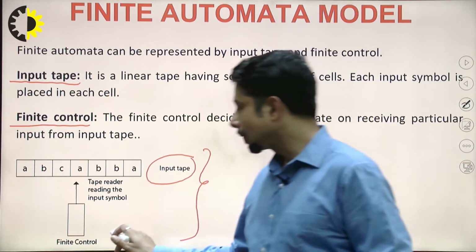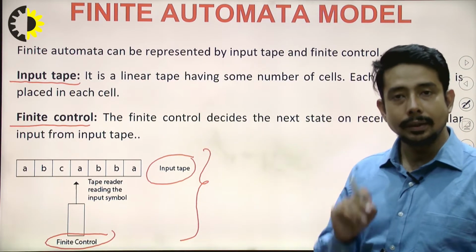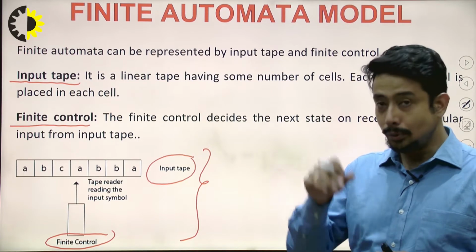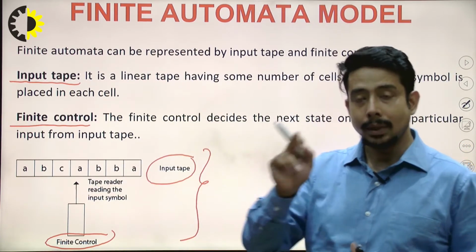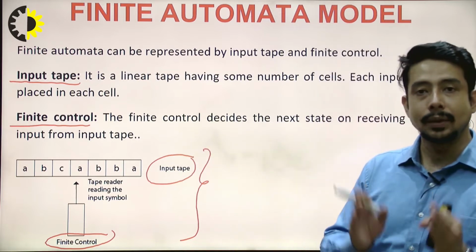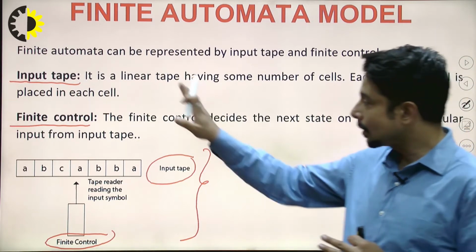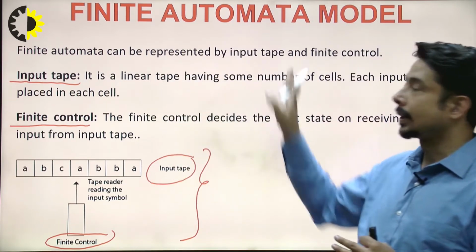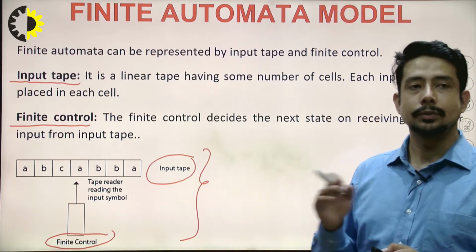Another data structure will be used, that is your finite control. What will the finite control do? Finite control has the capacity to read the particular string's alphabets one by one and then finalize whether that string is accepted or rejected. Got it? So this is the overall configuration of a finite automata. Clear? One is the input tape, and the other one is your finite control.